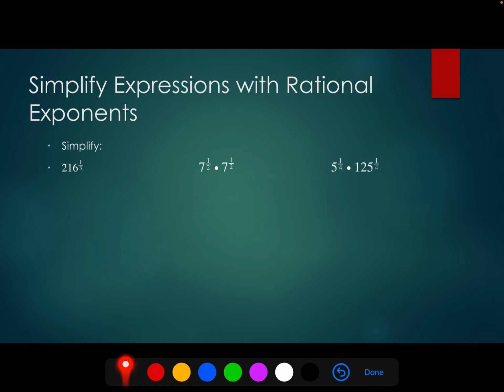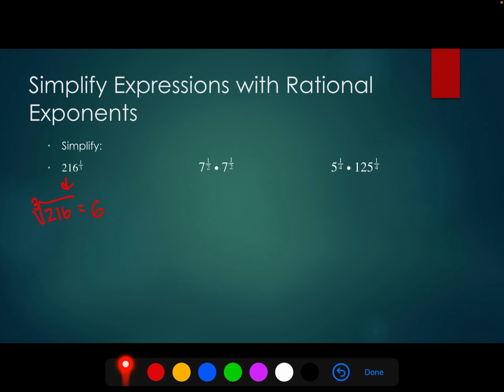So let's take a look at some examples. First, we want to simplify these expressions with rational exponents. First, we have 216 to the 1/3 power. We see that our exponent is 1/3, and in that denominator, we have a 3. So that means we're going to be taking the cube root of 216, and the cube root of 216 ends up being equal to 6.